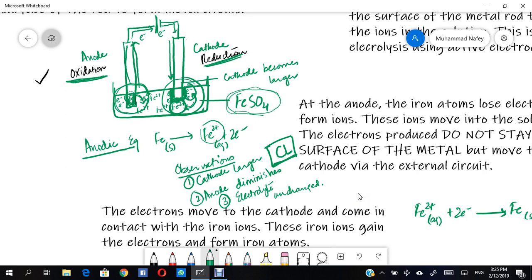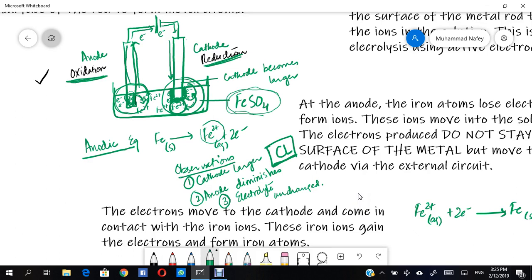And why does the cathode become larger? Because the anode is becoming smaller. In other words, the source of iron metal being formed at the cathode is actually the anode. And as a result of this, we come to our third observation, and that is the electrolyte remains unchanged. Therefore, the color of the solution and the concentration of the solution all remain unchanged.